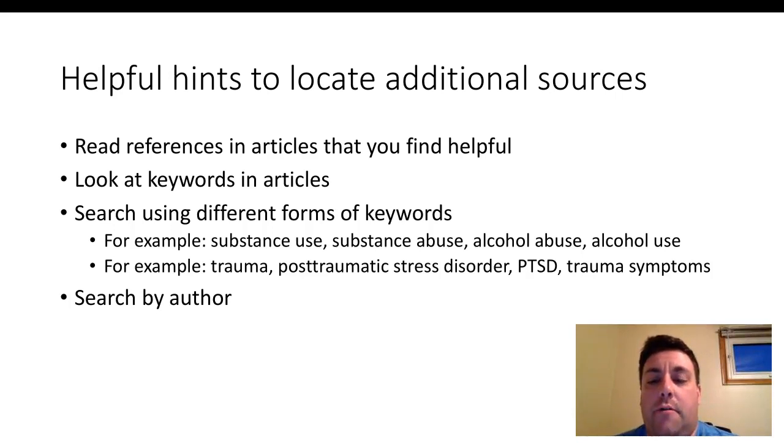Speaking of keywords, let's talk about strategy number 3. Make sure you're searching different forms of keywords, and I've got some examples here on the screen. For example, substance use would return different results than substance abuse, even though they might ostensibly be talking about the same or very similar things. Same thing with alcohol abuse and alcohol use. Those would return different things, and of course different search results than substance use or substance abuse.